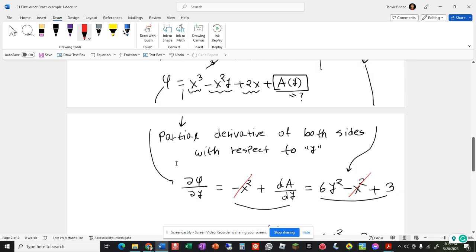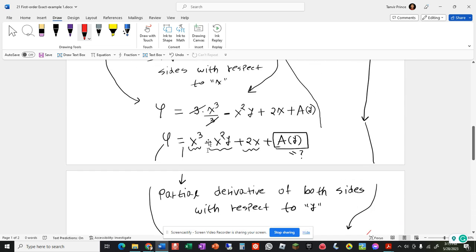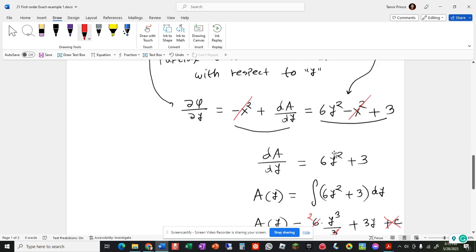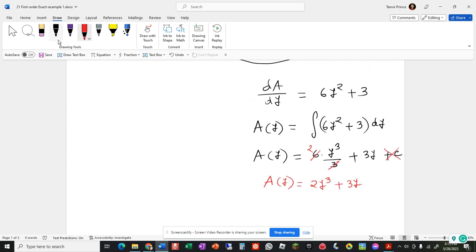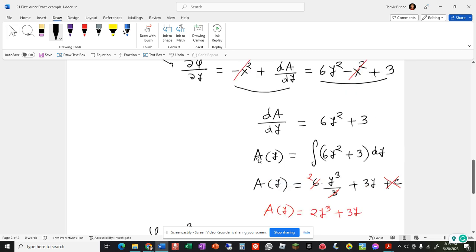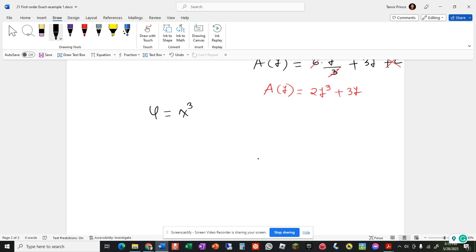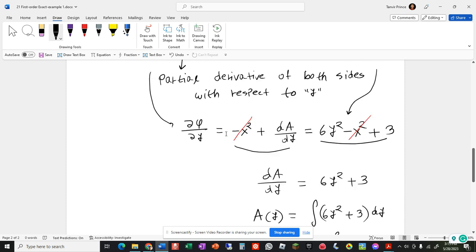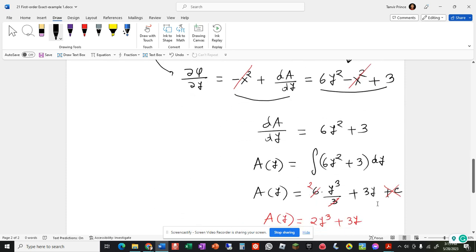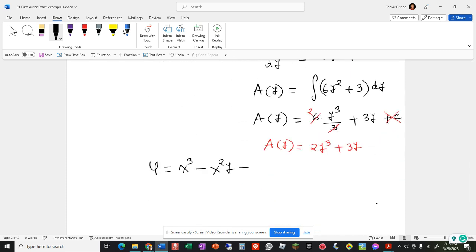So let's write it down. My phi. My phi is x cubed minus x squared y. So let's see. X cubed minus x squared y. Okay, I can remember. Plus 2x and then plus A of y, but that's my A of y.